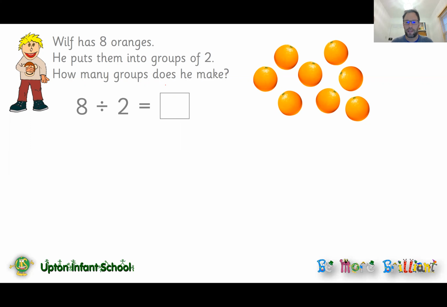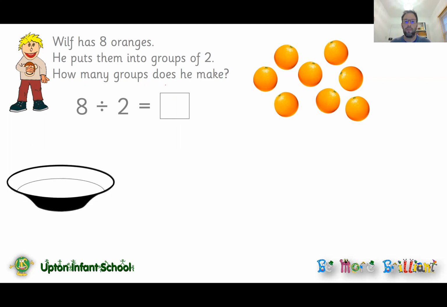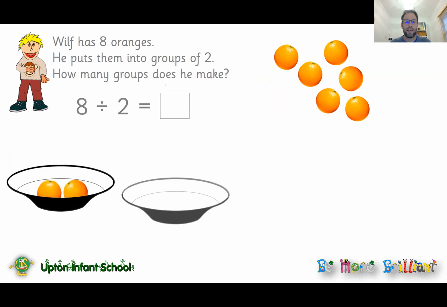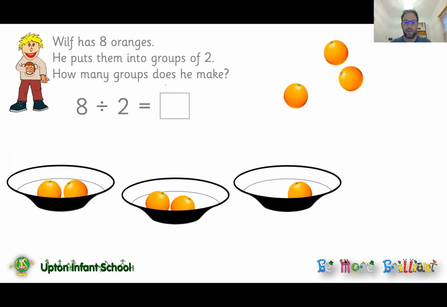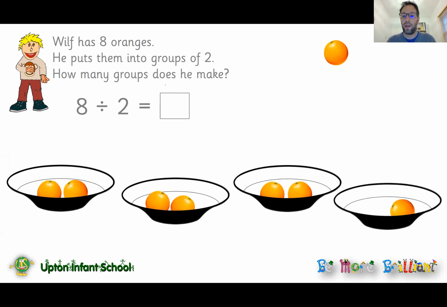So we're going to do this slightly differently. I'm going to get a bowl and I'm going to put my 2 oranges in. Then I'm going to get another bowl, 2 oranges go in that one. I'll need another bowl, 2 oranges. I'm going to need another bowl and I can put 2 oranges in there. So you can see I've put my oranges into groups of 2 and I needed 1, 2, 3, 4 bowls. So the answer to this question, 8 divided by 2, is 4.